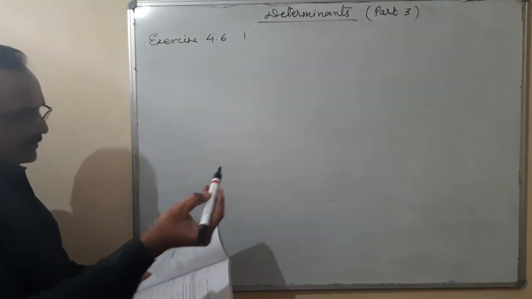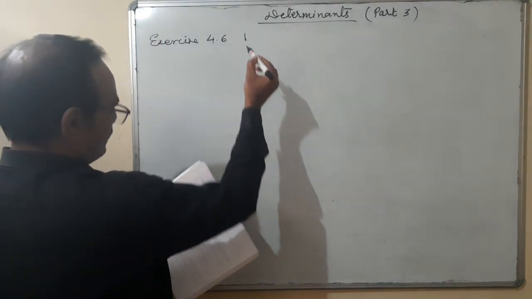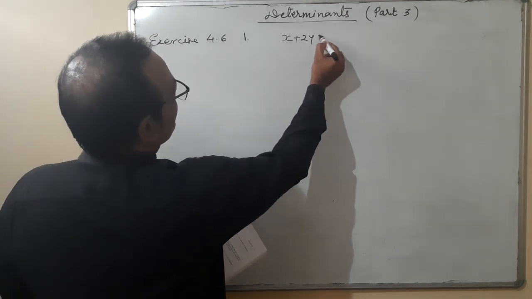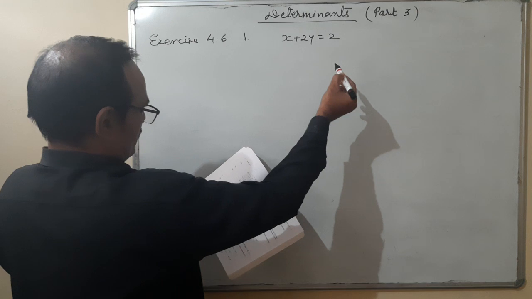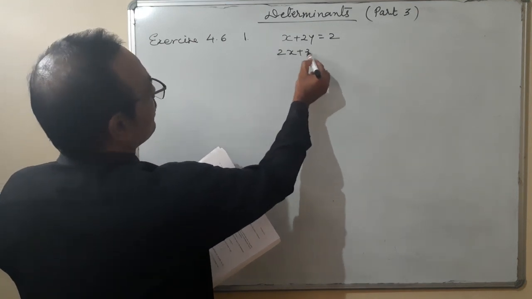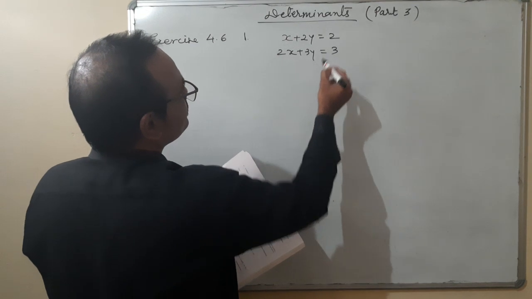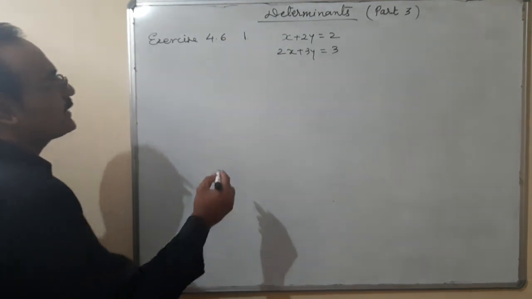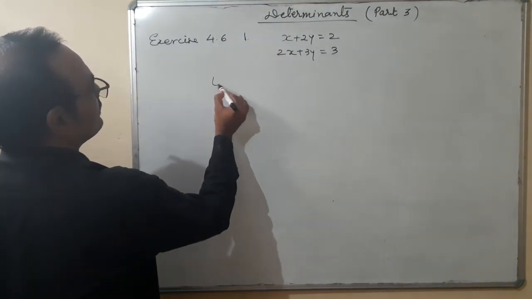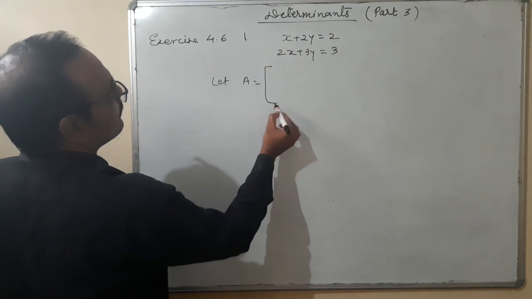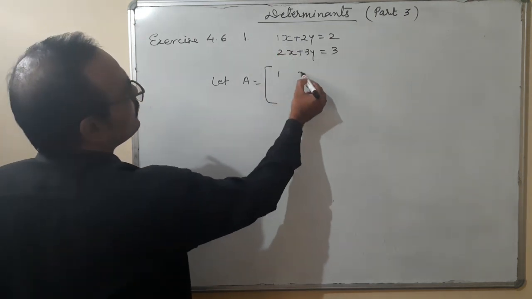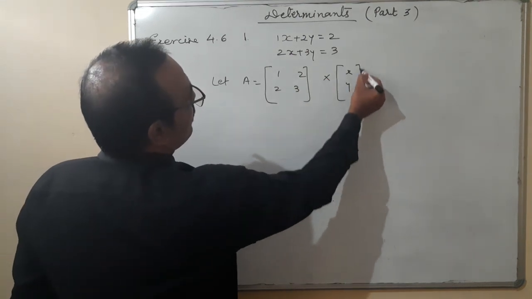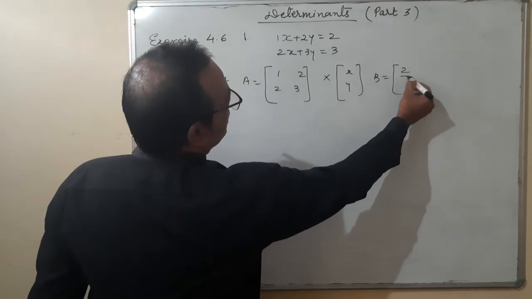Question number 1. Simply I am taking the first part, question number 1 only, which is x plus 2y is equal to 2 and 2x plus 3y is equal to 3. Consistency. For checking the consistency, what should be done? Let A matrix be the coefficients of x and y: 1, 2, 2, 3. X and y, and B is 2 and 3.